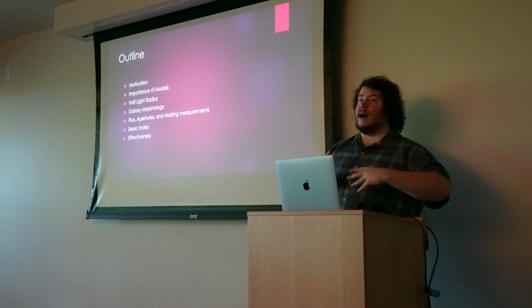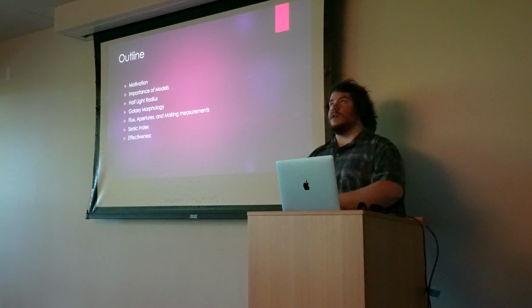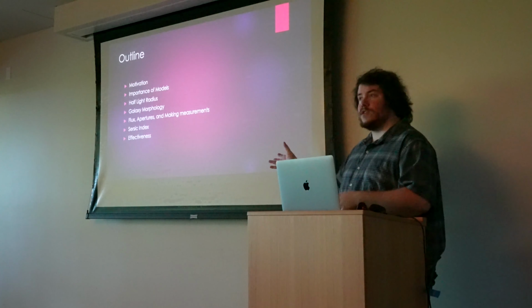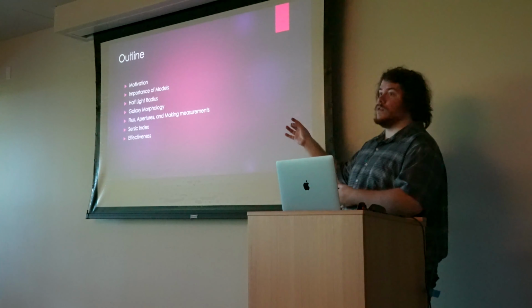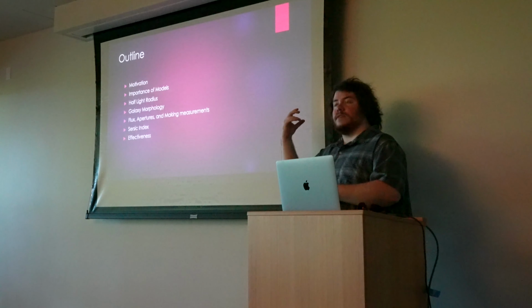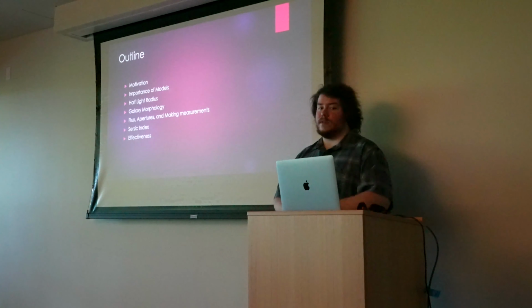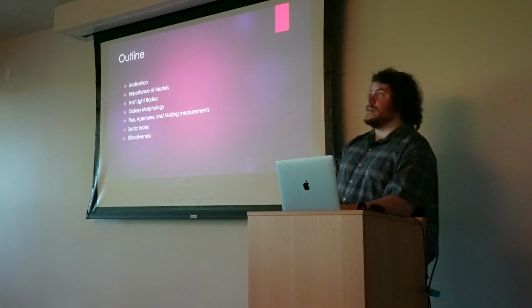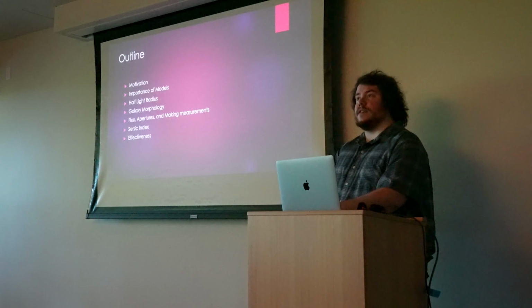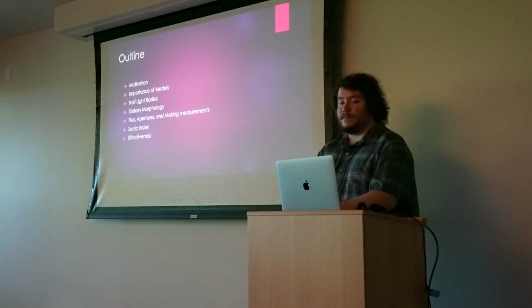Importance of models and why that matters. I'll discuss then the concept of half-light radius, which is important for the actual measurement of galaxies, discussing how it relates to galaxy morphology, where we get information about light apertures and their flux through galaxies, and how I make measurements in my code. Lastly, I'll discuss the Sersic index and the effectiveness of my code in practice.